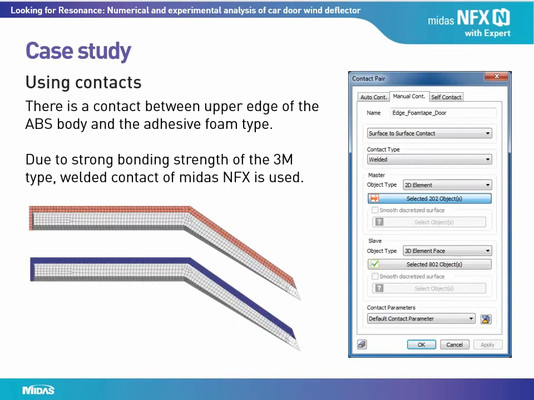In this structure, there is a contact between the upper edge of the ABS body and one side of the foam tape. This is modeled by a weld contact because of the strong binding strength of the 3M tape. In this case, the ABS body is the master of the contact.